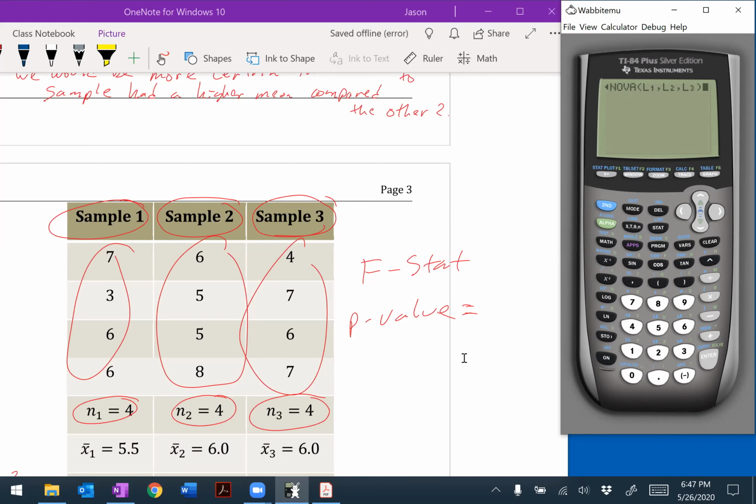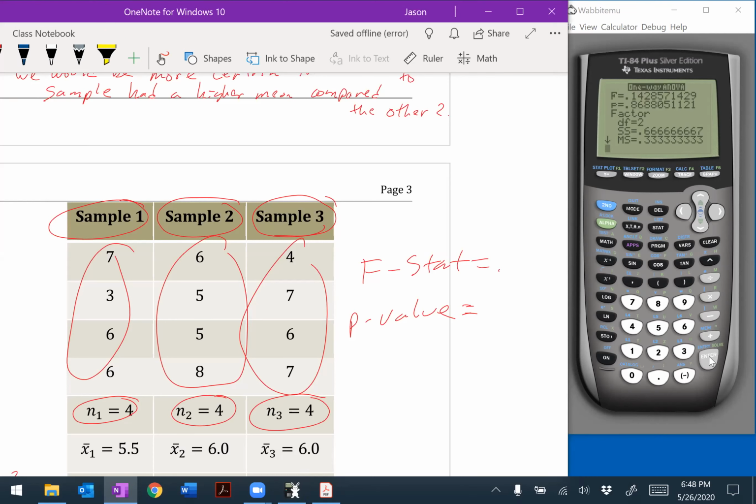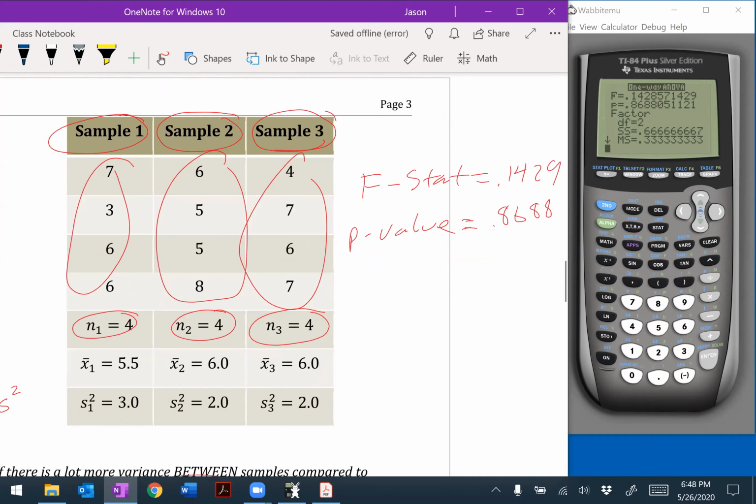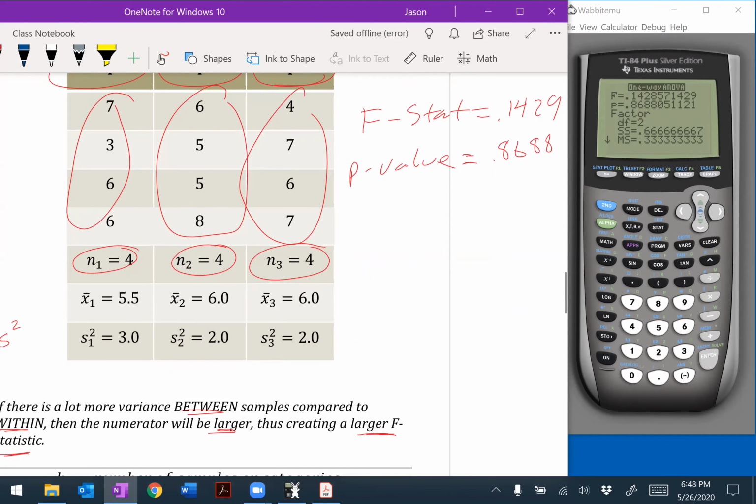Okay, and I'm going to run those numbers, and this tells me that my F statistic should be 0.148, 1429. Sorry, 1429. My p-value was 0.688. Okay, and that's exactly what we found on StatCrunch. Okay, what are the degrees of freedom? Oh, sorry. Okay, what were the degrees of freedom?